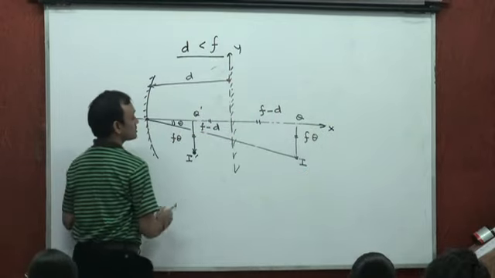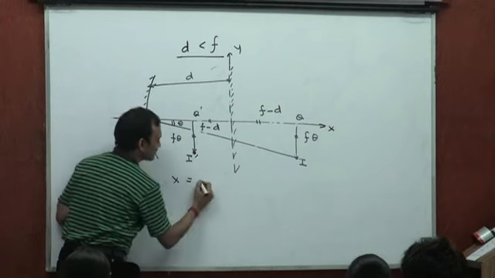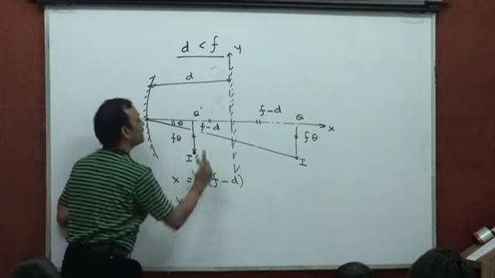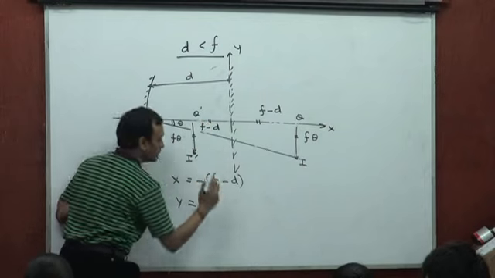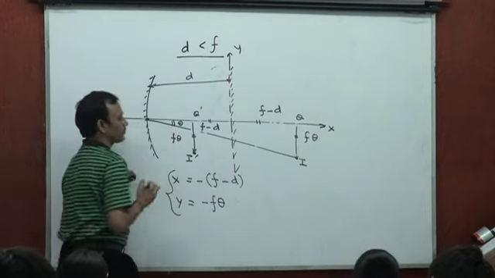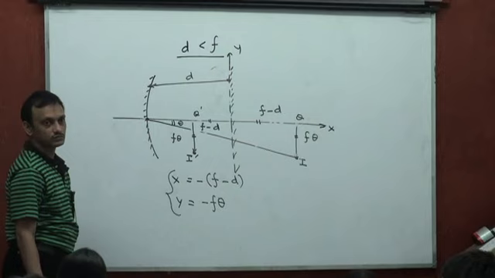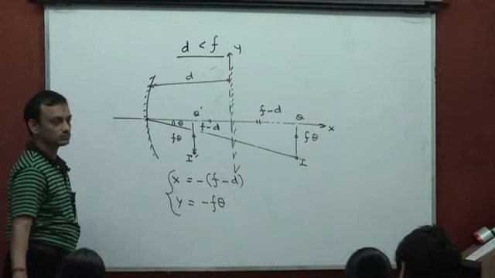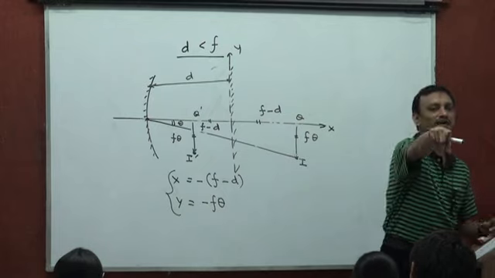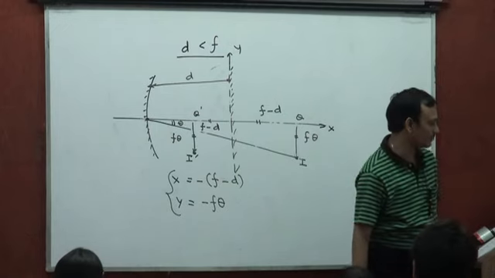this is the positive direction of the y-axis. So the x coordinate of I prime would be minus of f minus d, which is d minus f like before, and the y coordinate would be minus f theta. Sounds good? So it does not matter whether d was greater than f or d was less than f. The x and the y coordinates will have the same representation, right? D minus f and minus f theta.